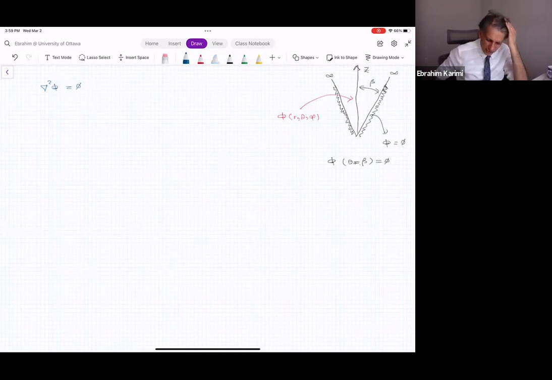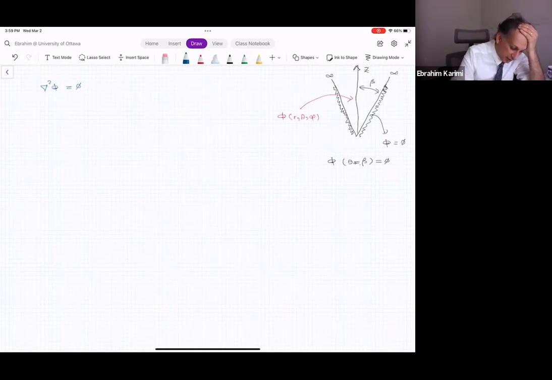If you go with cylindrical, it gets very, very complicated because there will be a coupling between Z and rho, and it's not pleasant to solve. So the best coordinate to solve this problem is the spherical one. Spherical coordinates.